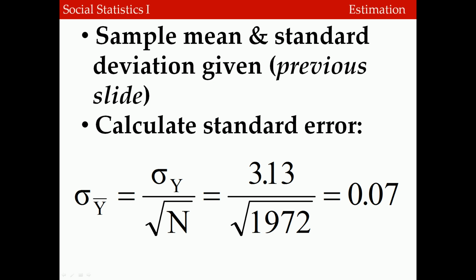So the first thing we have to do is get the standard error. The value that we need to calculate the standard error was given in the previous slide. We need the true population standard deviation in the numerator, 3.13, and we need the square root of the sample size in the denominator, that is 1.972. When we divide our population standard deviation by the square root of the sample size, we get a value of 0.07. And so that's our standard error.